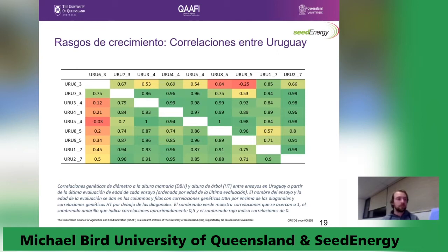Sorry, Michael, I couldn't follow properly the two axes. What are you presenting in the two columns? So it's just the correlations between one side and the other in Uruguay. All the sites in Uruguay, one by other.